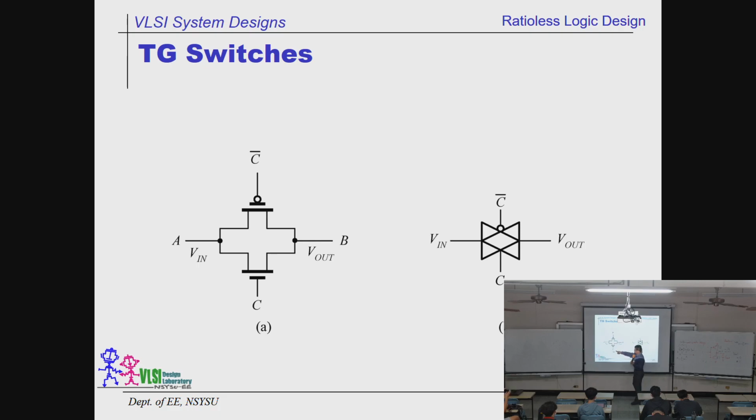When C is high, of course C bar is low, so both of them are on. If C is low, C bar is high, then it's stopped. It's closed, it's cut off. No one will be allowed to pass. It's totally closed. This is why we call it the transmission gate. TG stands for transmission gate.